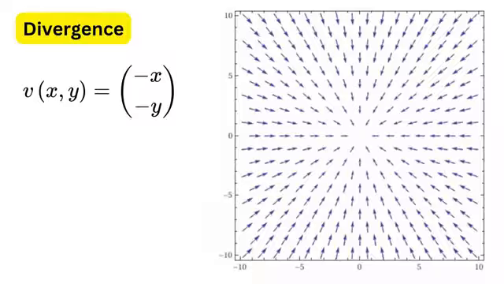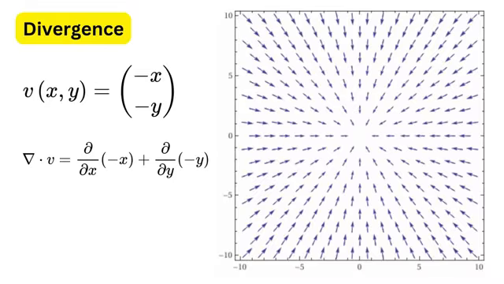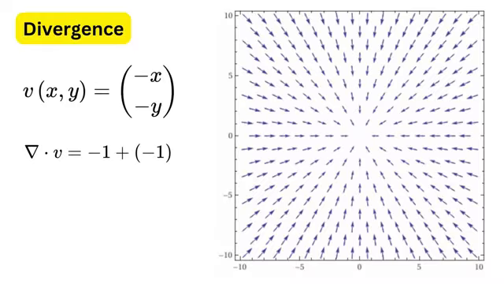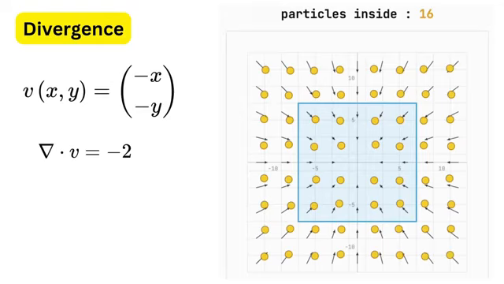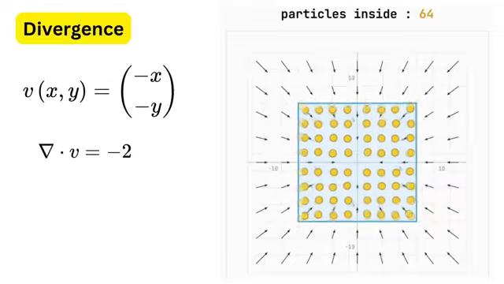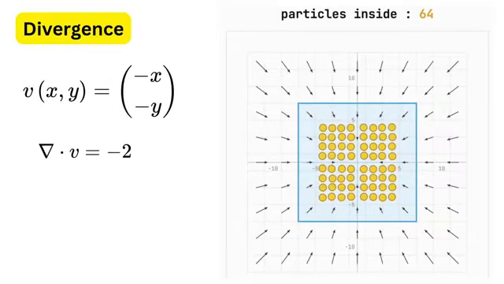Next, consider a vector field where the first entry is minus x and the second entry is minus y. Here, the partial derivative of minus x with respect to x is minus 1, and the partial derivative of minus y with respect to y is also minus 1, giving us a divergence of minus 2. In this flow, all the vectors point toward the origin. If more particles enter our tiny square region than leave, the density increases. This means our vector field is converging, and the divergence is negative.